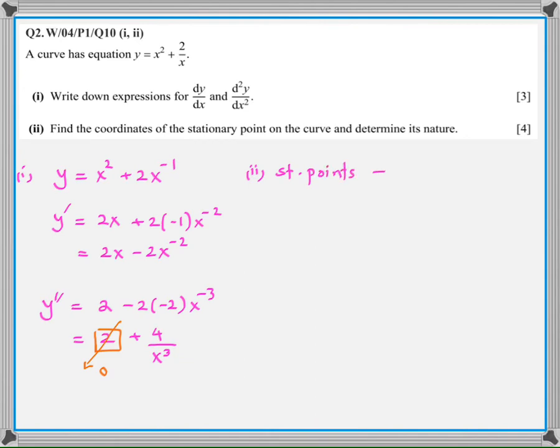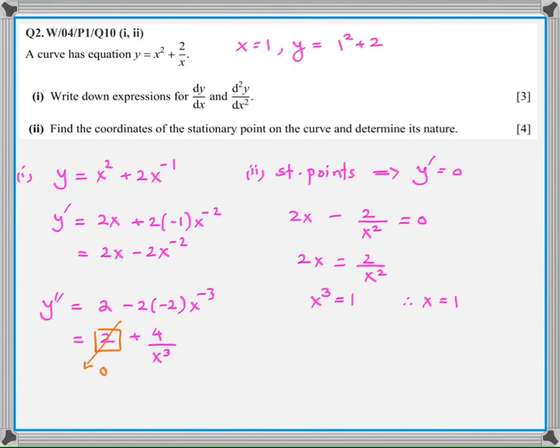Stationary points: y prime equals to 0. So therefore 2x minus 2 over x square equals to 0. And 2x is equals to 2 over x square. X cube is equals to 1. Therefore x is equals to 1. So this thing is done. When x is 1, you find the y coordinate, because coordinate means x and y.